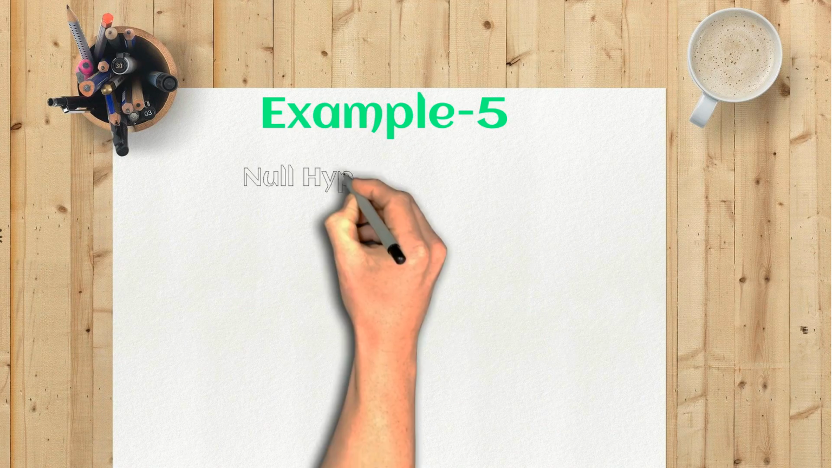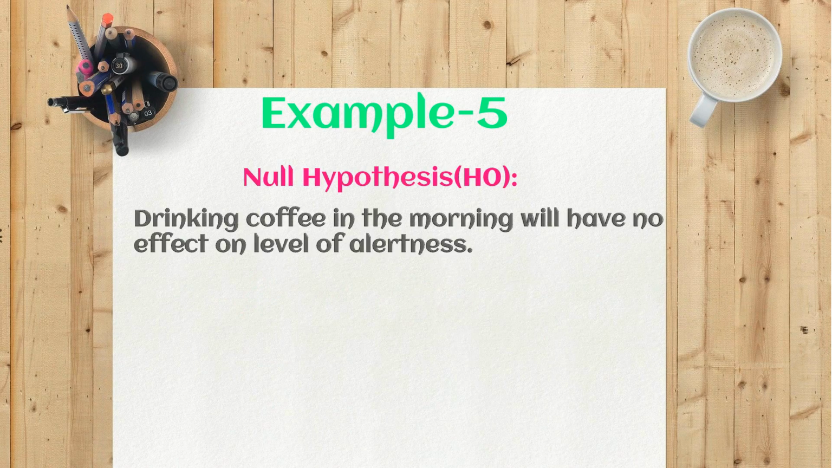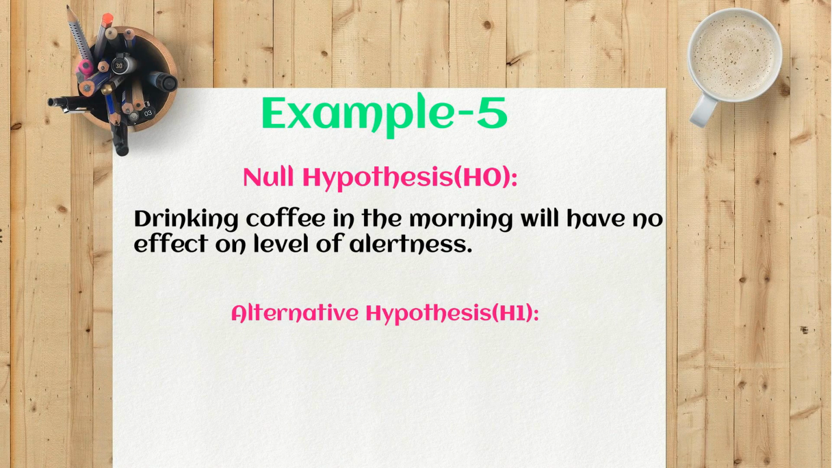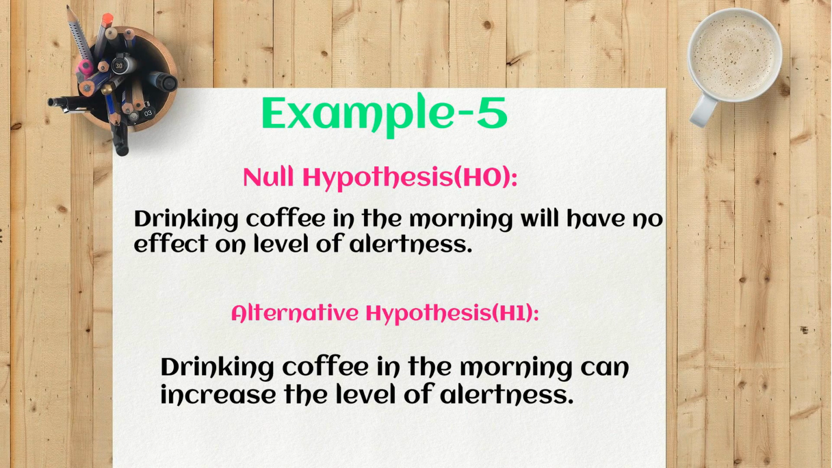Example 5. Null hypothesis: Drinking coffee in the morning will have no effect on level of alertness. Alternative hypothesis, H1: Drinking coffee in the morning can increase the level of alertness.